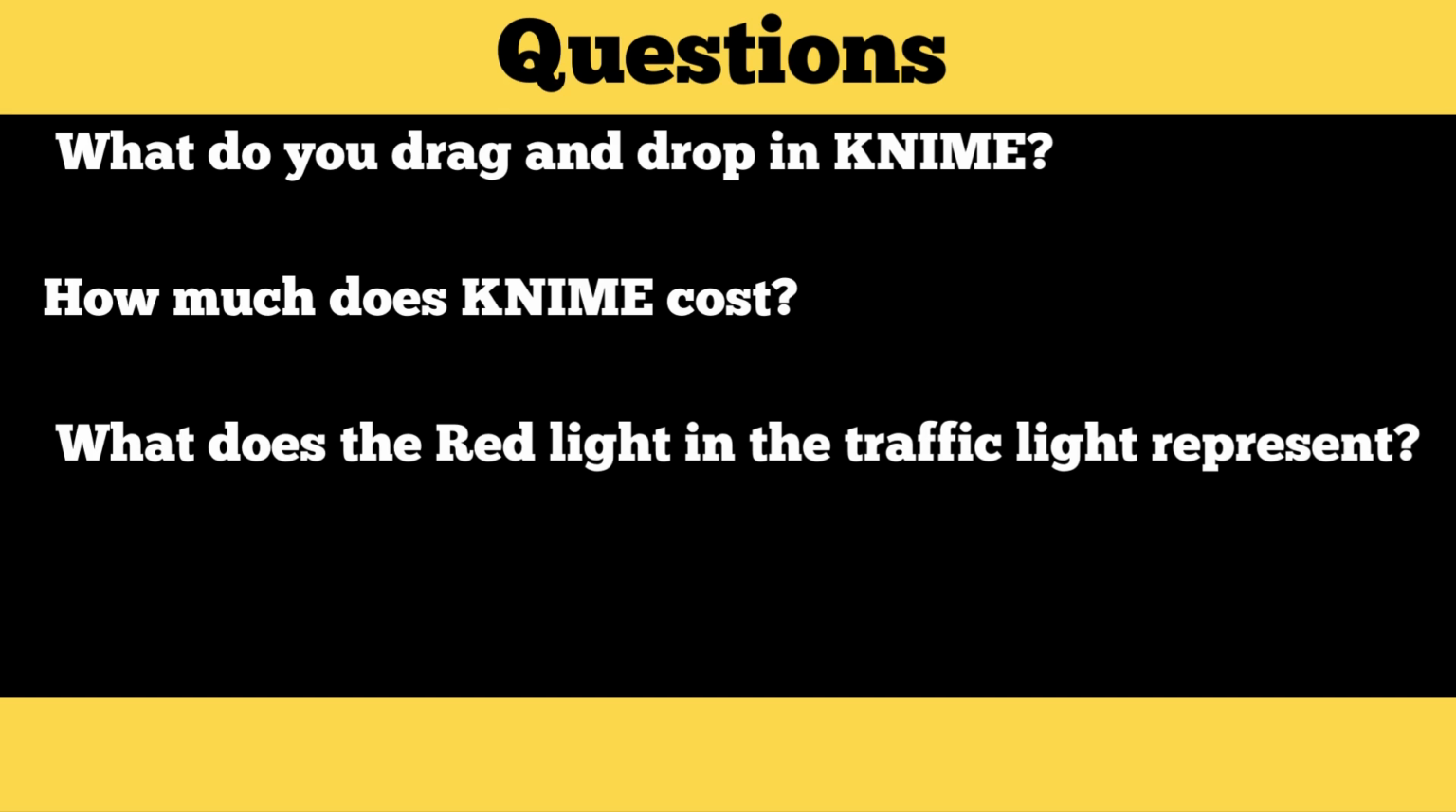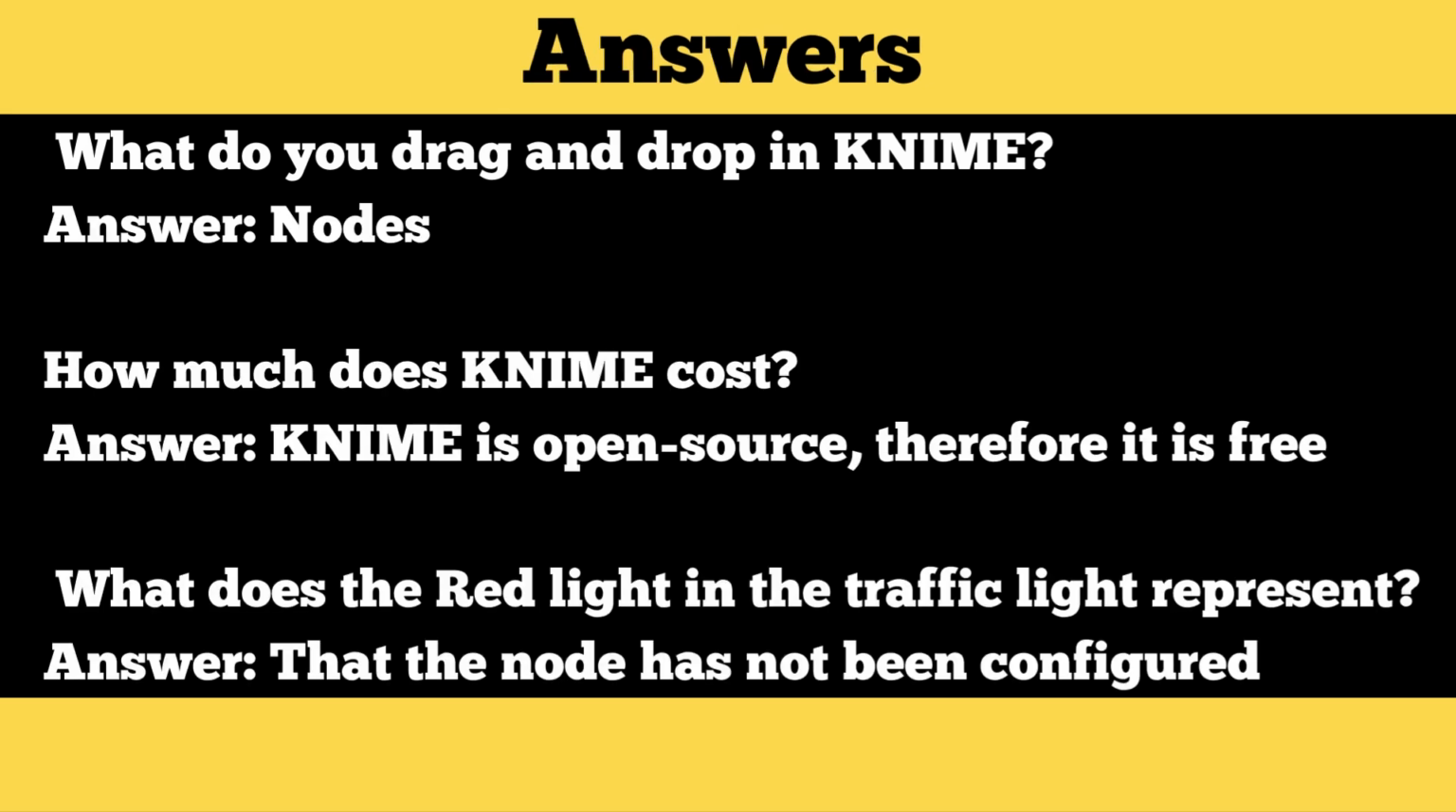Now, I'll be talking about the answers. For the first question, the answer is nodes, as you can drag and drop them into KNIME to code. The answer to the second question is 0, as KNIME is free and open source. The answer for the final question, the red light represents an unconfigured node.